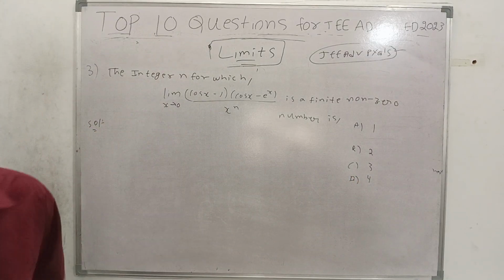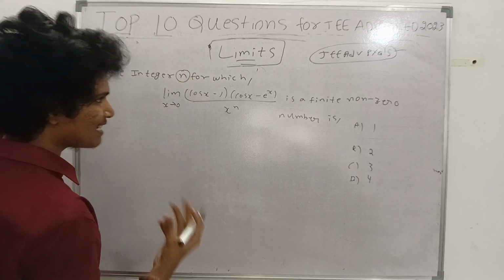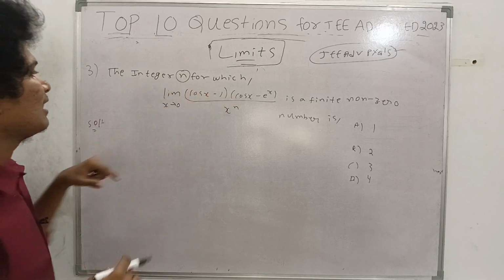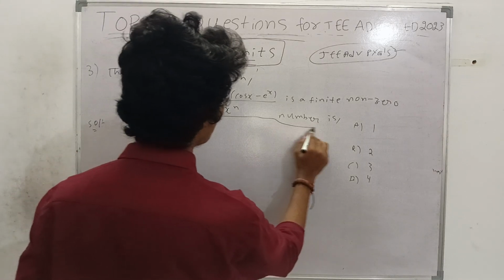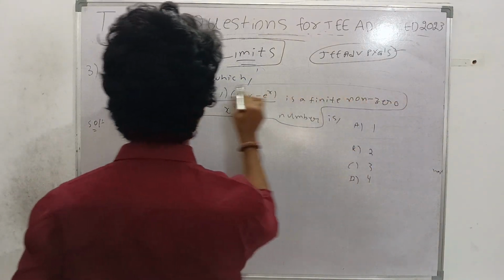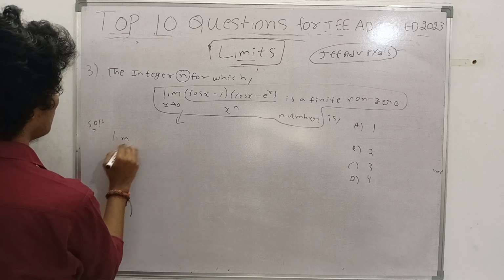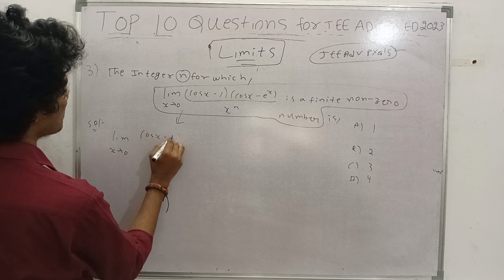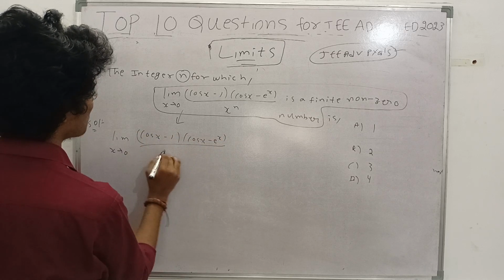If you observe carefully the question, what they are asking is the integer n. We don't know integer n, we have to find the integer n for which this complete thing is a finite non-zero number. This complete limit, when we evaluate, should be a finite non-zero number. So I am solving this first. Limit x tending to 0, (cos x minus 1) into (cos x minus e power x) divided by x power n.